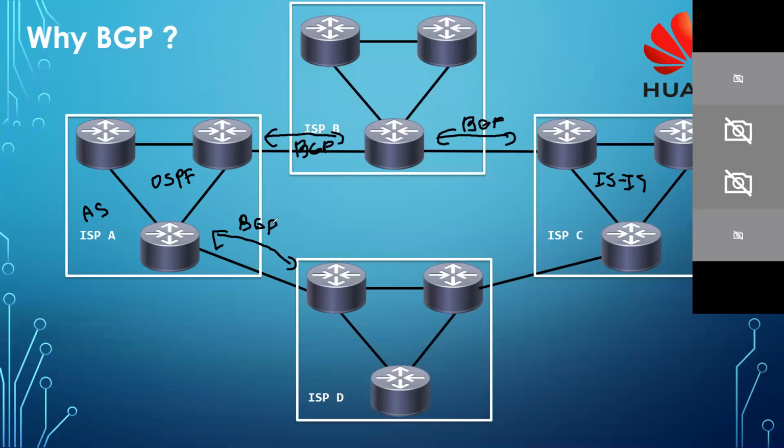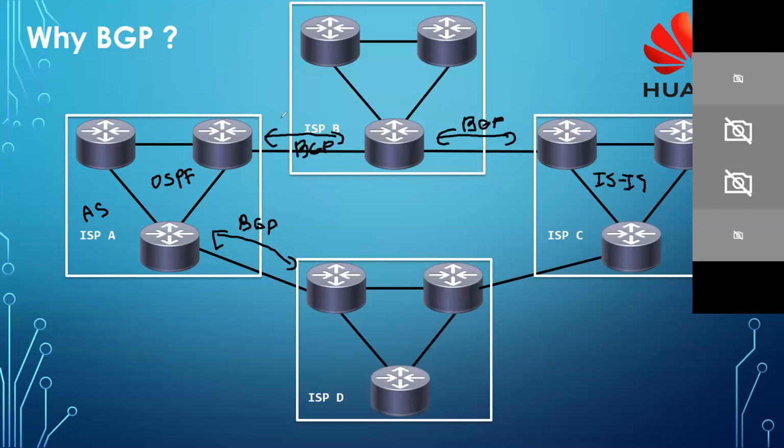So between ISPs, this peering is untrusted, because ISP A can't trust ISP D. Inside the company, the routers trust each other, so they can run OSPF and exchange prefixes. But between ISPs, the routers can't trust each other. This is why we run BGP.